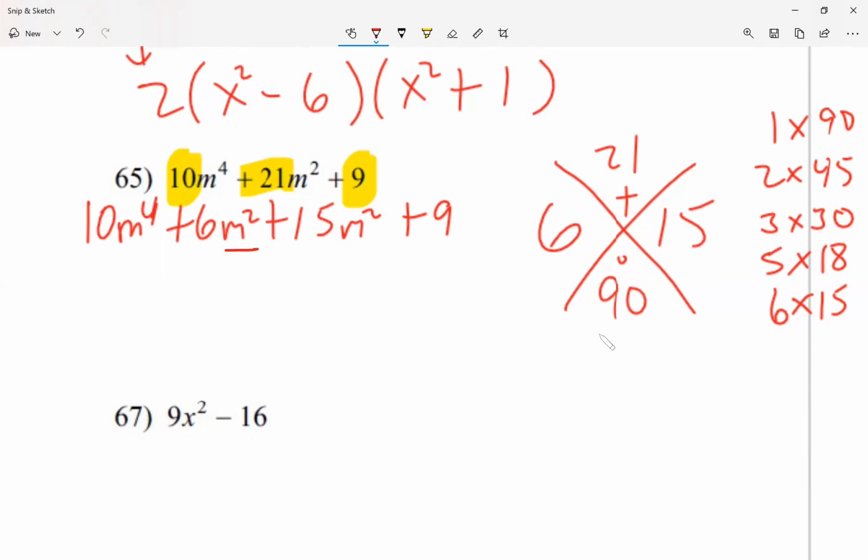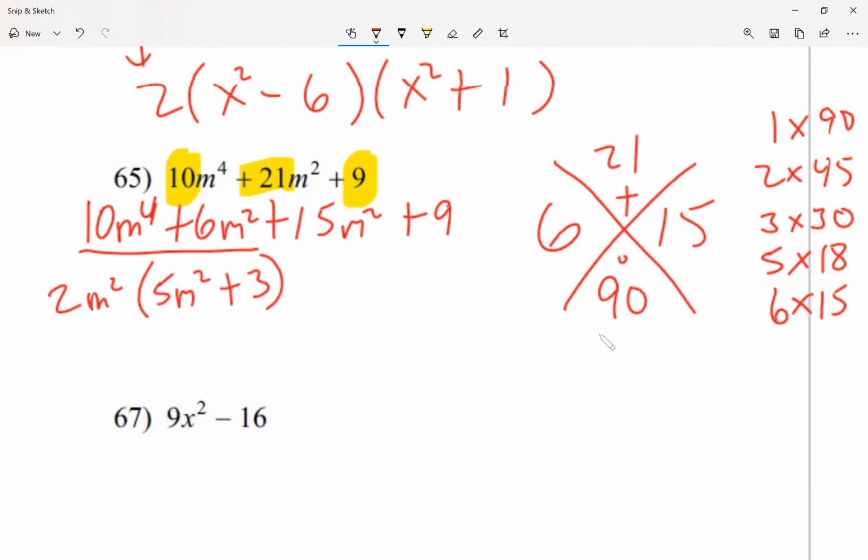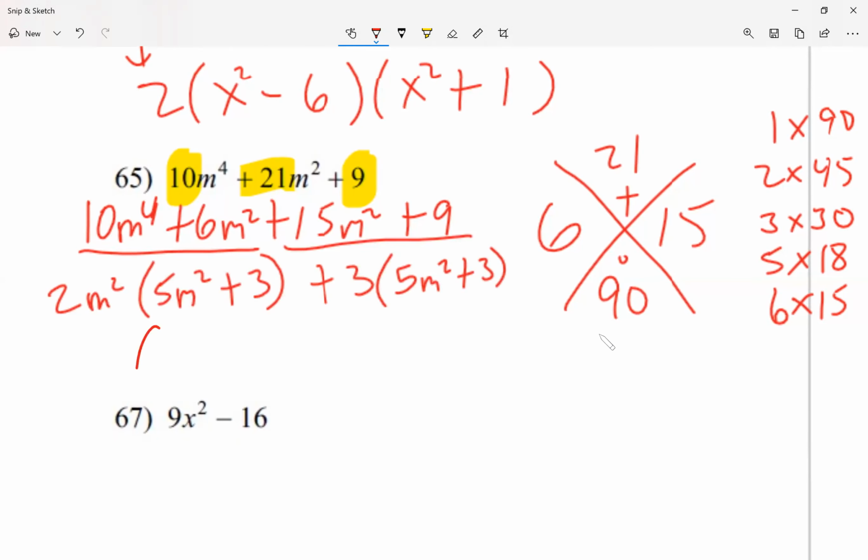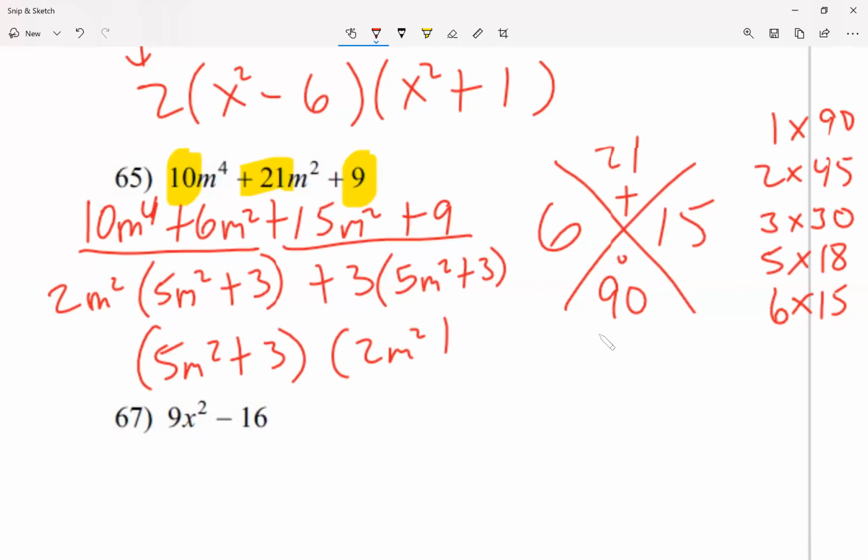Now that I have 4 terms, let me take a look at the first two. 10 and 6, I can divide each by 2. Letter-wise, I can factor m squared out. So that's going to give me 5m squared plus 3. Now looking at it here, 15 and 9, I can divide each by a positive 3. So that's going to give me 5m squared plus 3. Now my parentheses are going to be 5m squared plus 3 and 2m squared plus 3.